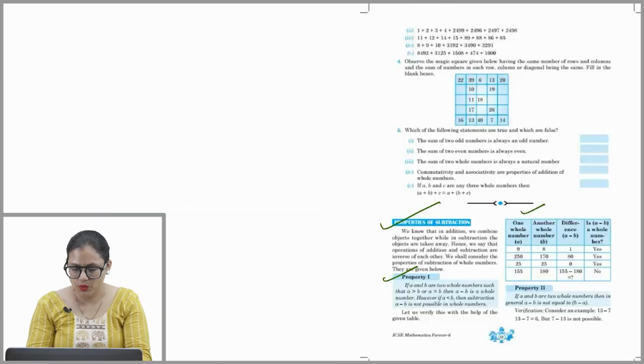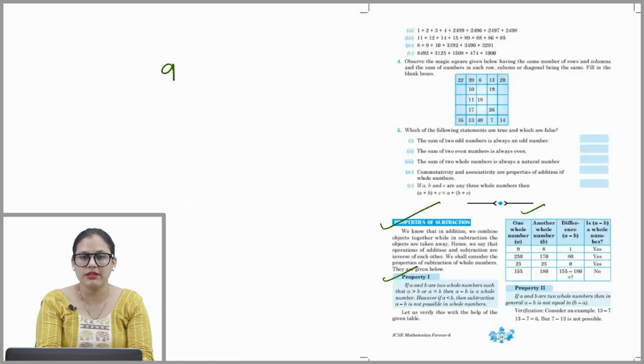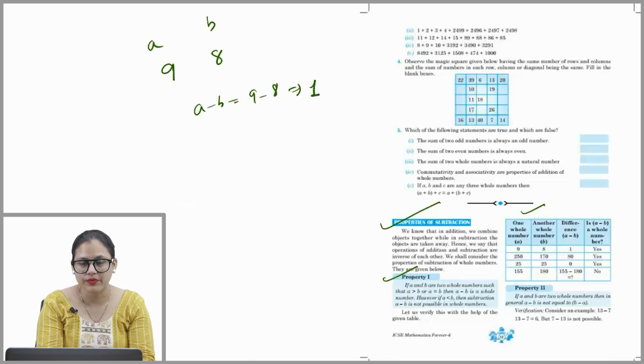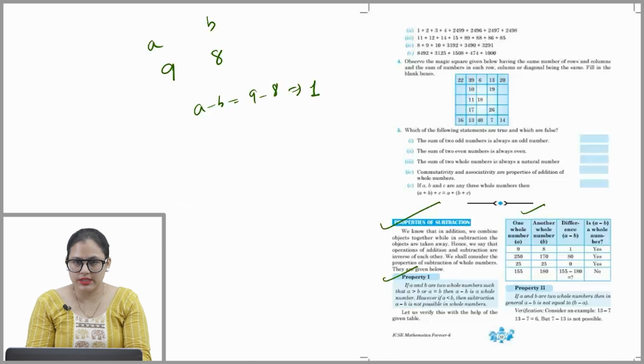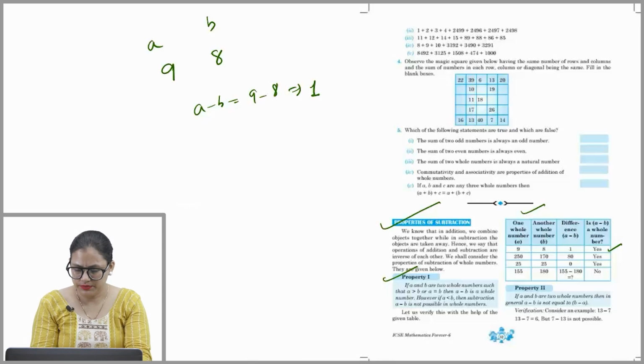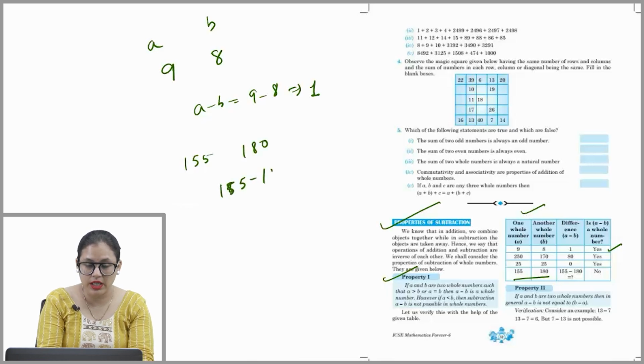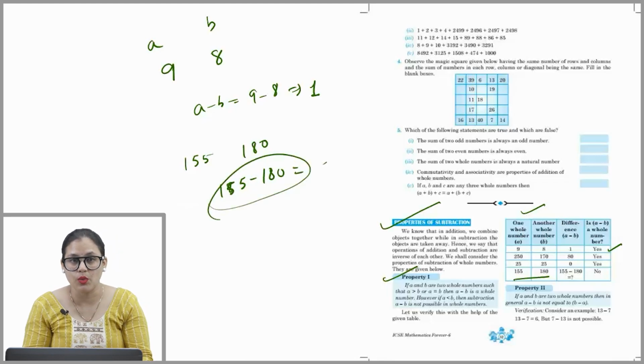One whole number is given, which is 9, another is 8. This is A, this is B. A minus B is 9 minus 8, which is equal to 1. And if it is asked whether A minus B is a whole number, of course. But here in this case A is 155 and B is 180. 155 minus 180 is equal to what? The answer will come in negative and it is not a whole number. That is why it is written no over here, right?